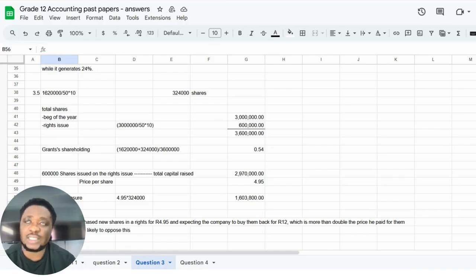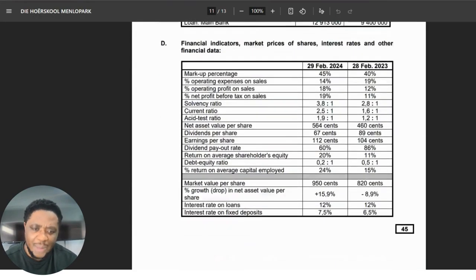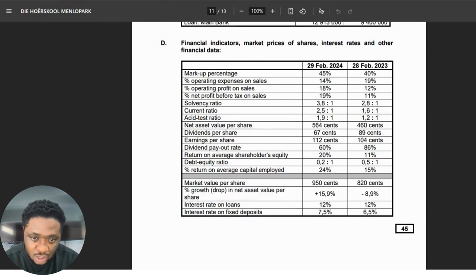So the second point is, and we can even make a third point, but the other point I'll speak about, but I won't write it. The other point we need to look at is, what is the market price of these shares? Well, the market value of these shares is 950 cents, which is 9 Rand 50. So how can he expect the company to buy back the shares for more than their market price?